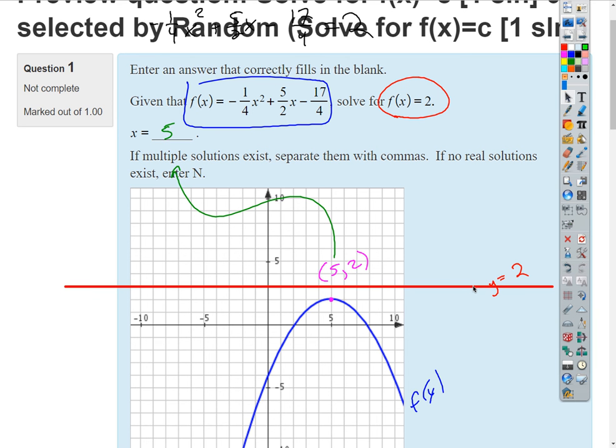Where's the intersection there? Do they intersect? No. So what would the solution be this time? No real solutions, right? Because there is no intersection. The real solutions are always going to be the intersections of the two graphs.